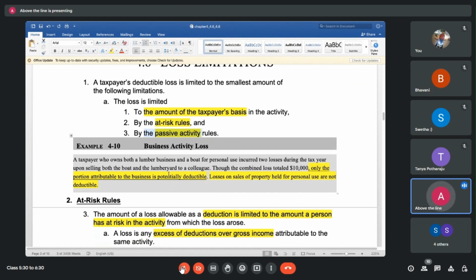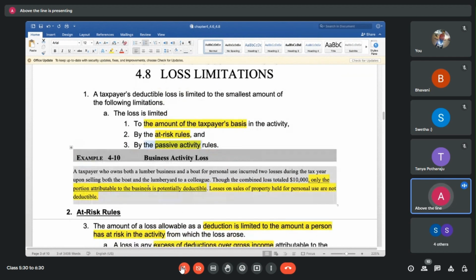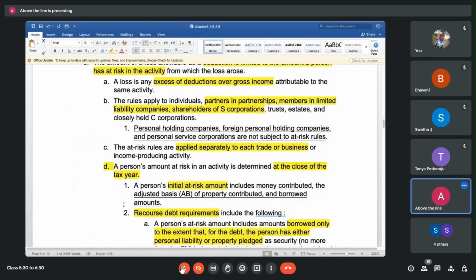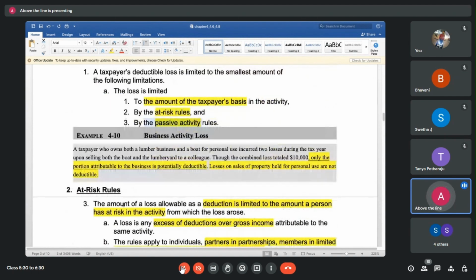So we'll go over this example now, and then we'll see what the at-risk rules are. Okay. Who wants to read it? How about you, Tanya? You can also explain it.